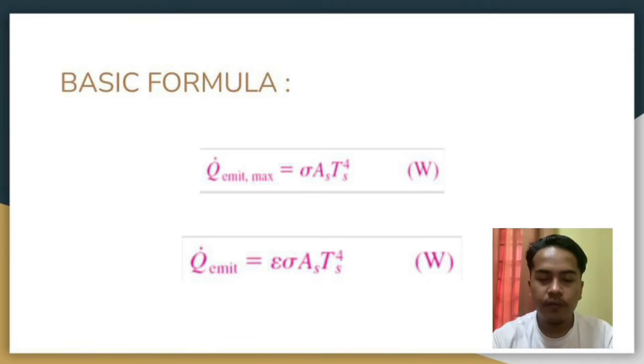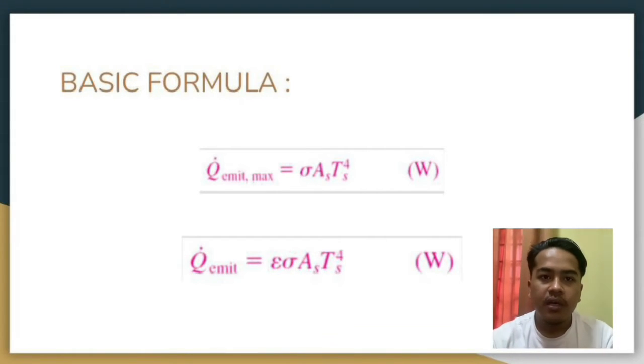Okay, so for radiation, there are some general formulas that we can use. First, we can use the Stefan-Boltzmann law. It states that Q dot emit, or the maximum, is equal to sigma times area times temperature to the power of 4.